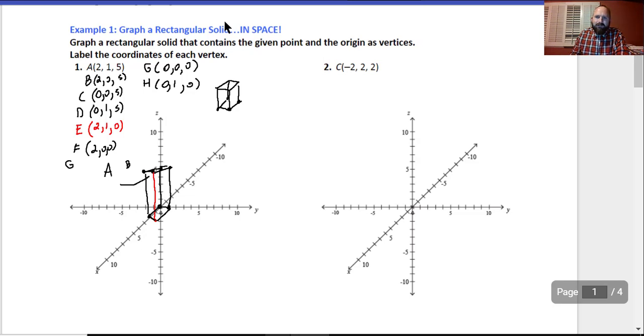Now here's number 2. I want you to try your best. So I'm going to pause right now. All right, now we're going to continue. Now if you didn't finish, go ahead and do it for homework.